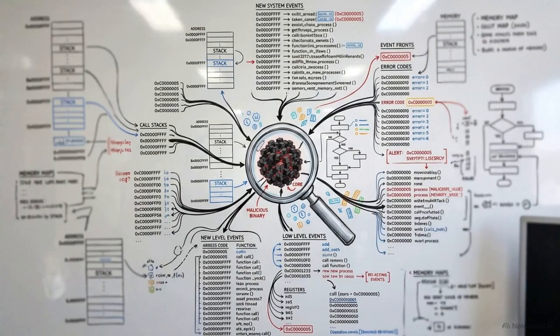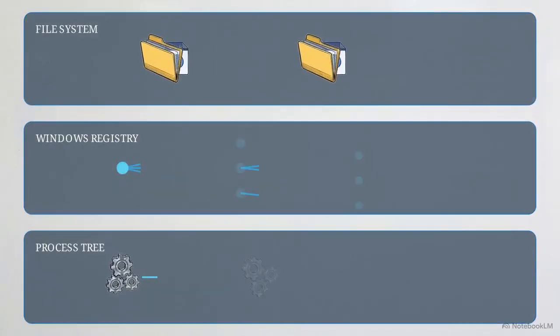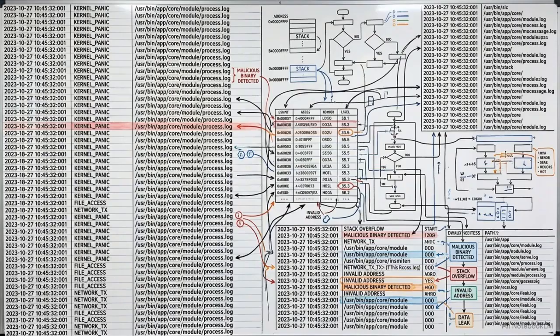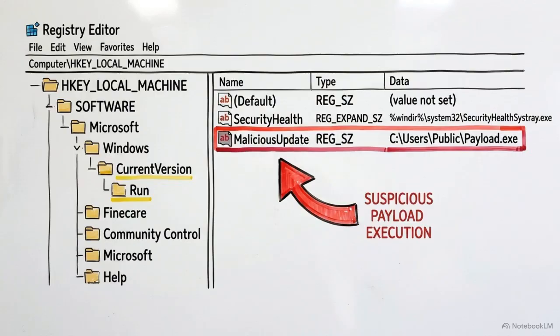The objective here is to document the precise footprint the executing binary leaves across the file system, the Windows registry, and the active process tree. To capture this telemetry, analysts rely on Sysinternals Process Monitor, or ProcMon, to record thousands of system events per second in real time. Our immediate priority during detonation is identifying persistence mechanisms.